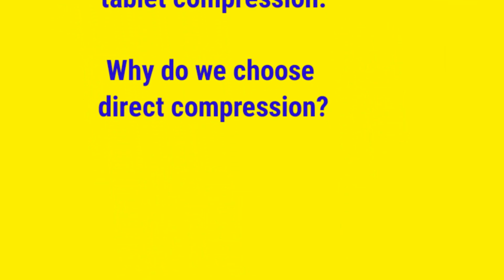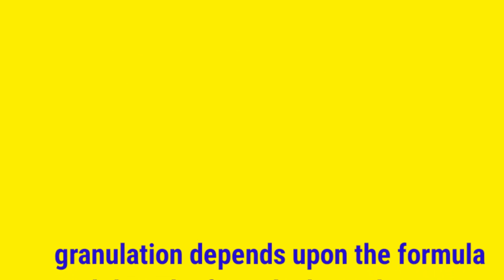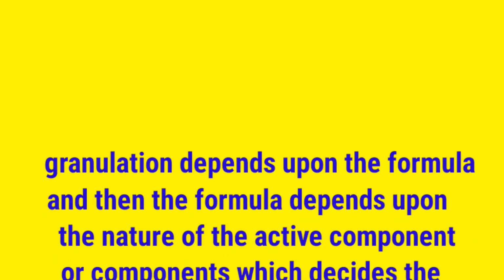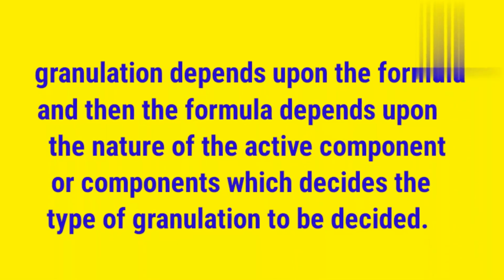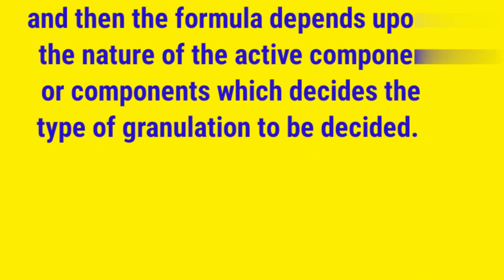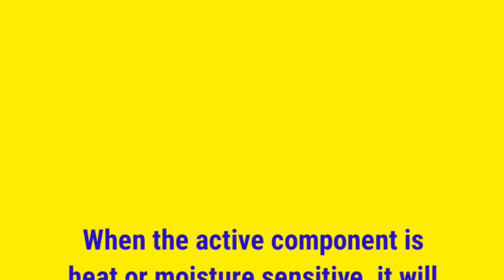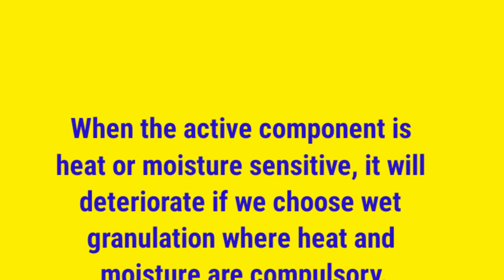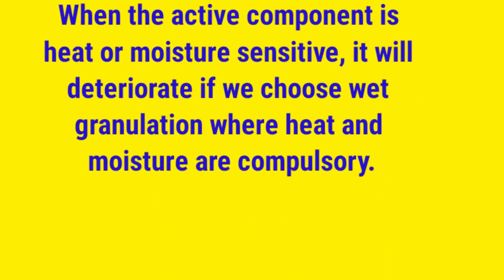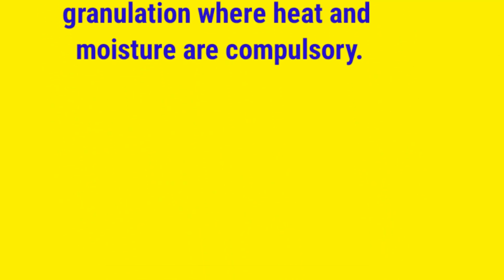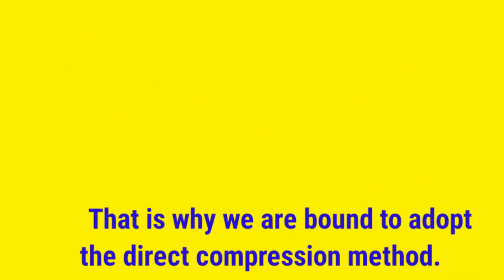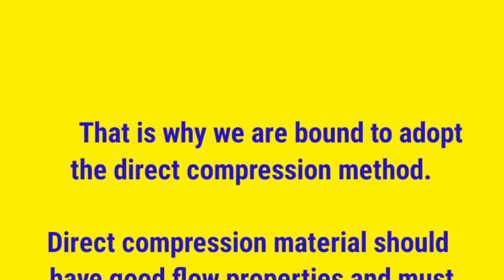Why do we choose direct compression? Granulation depends upon the formula, and the formula depends upon the nature of the active component or components, which decides the type of granulation to be used. When the active component is heat or moisture sensitive, it will deteriorate if we choose wet granulation, where heat and moisture are compulsory. That is why we are bound to adopt the direct compression method.